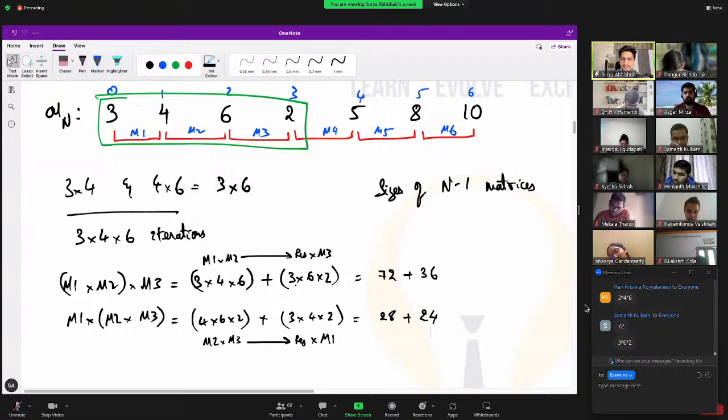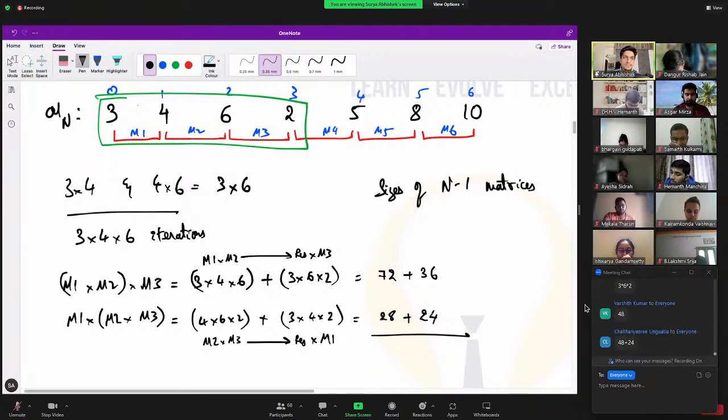My calculation is correct, right? Yeah, it is correct. This is 48, that's right. It's not 28. Doing it in the second way will complete our multiplication in lesser number of iterations than doing it in the first way.